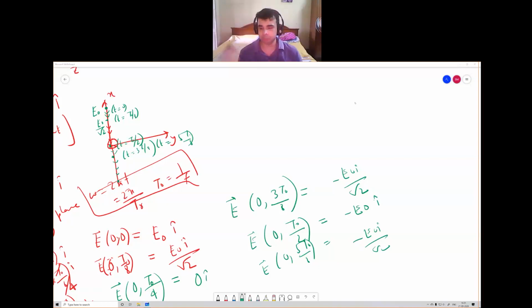As time moves, the tip of the electric field is moving along a line from plus E0 to minus E0. Is it going anywhere here or here or here? It is not. It is staying on that line and moving along the line from top to bottom, then bottom to top, again top to bottom. So it is moving in a linear fashion.